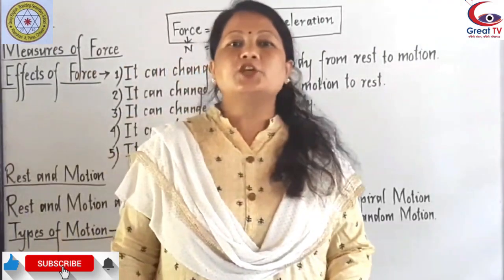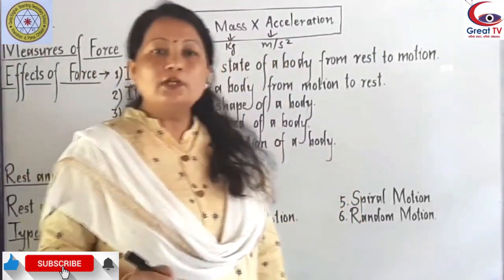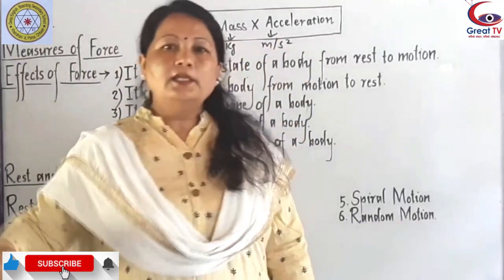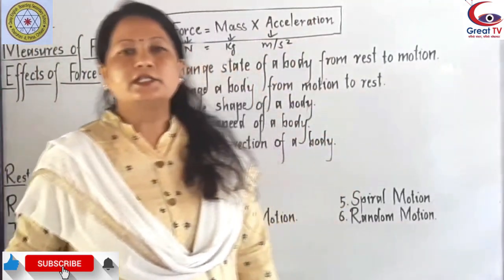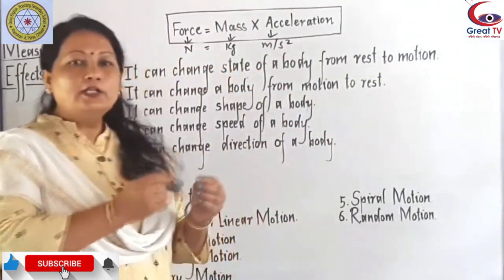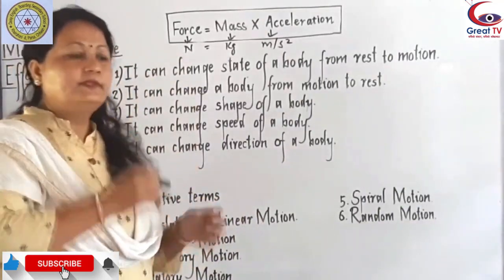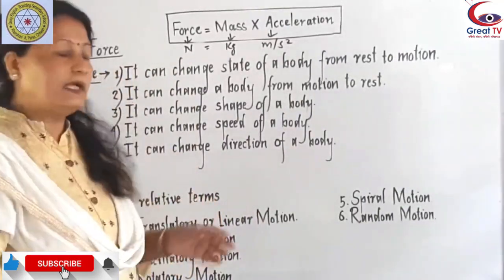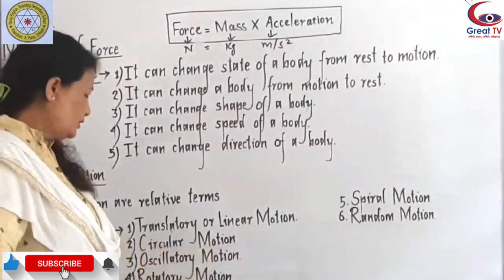The next motion is circular motion. The motion of a body in a circular path is called circular motion. Earth moving around the sun and moon moving around the earth are examples of circular motion.